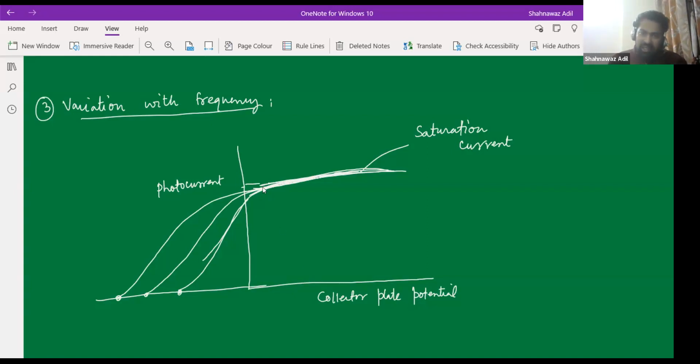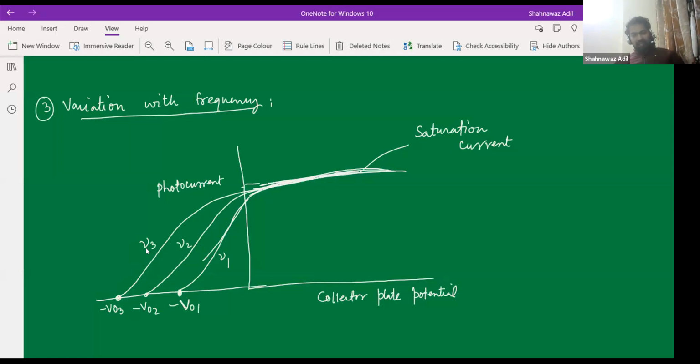But these are the three different frequencies. So let's say this is one potential. Let's say this is V naught 1. Let's say this is V naught 2. And let's say this is V naught 3. Right? So this V naught 1 has a nu 1 frequency. This has nu 2 frequency. This has a nu 3 frequency.